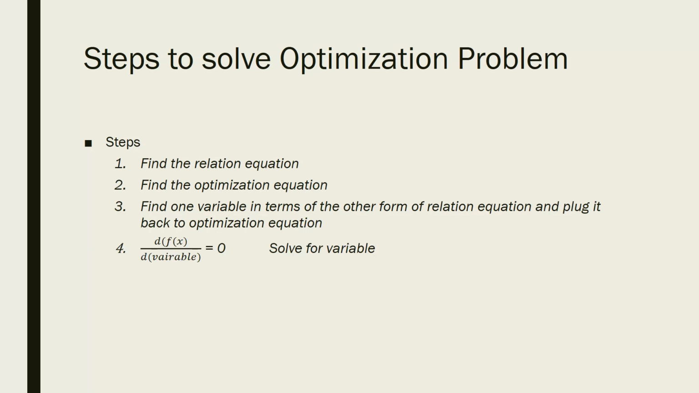And using the function, we can differentiate it and set it equal to 0, because when it equals 0, the maximum or minimum point will be our optimal point. And then using the derivative of the function, we can solve for the variable. And then lastly, we can plug it into the relation equation to solve for the remaining variable.